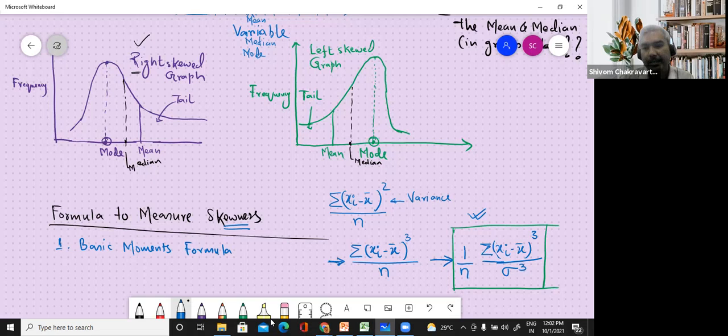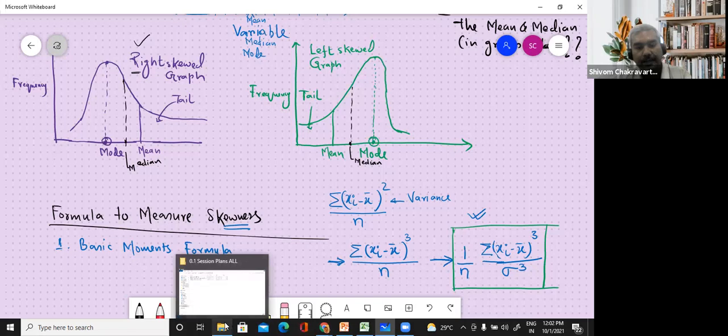Exponent here is 3, and a little modification of this formula gives us this: summation of xi minus x bar whole cube divided by standard deviation cube multiplied by 1 by n. So with any data, you can try to find out the skewness of that data. Any data we have discussed so far, like last time we had a data.